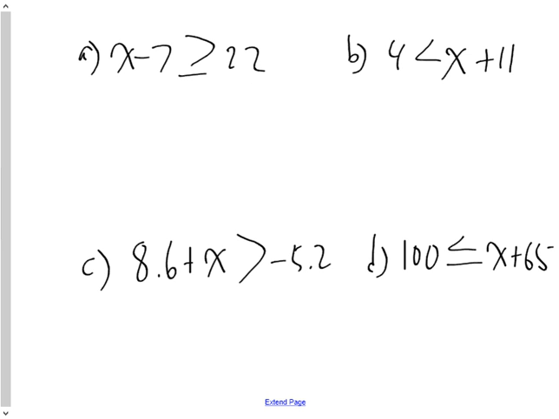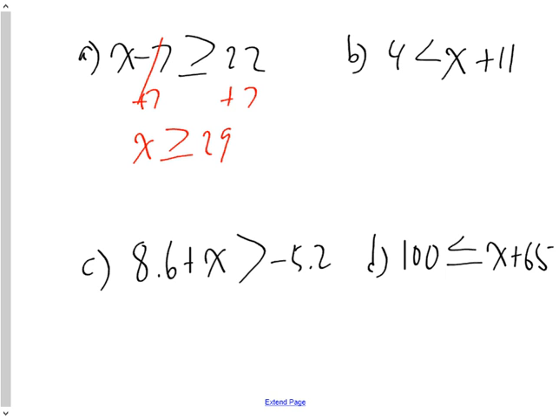Okay, question number 5 says solve each inequality. So all values less 7, when you subtract 7 from it, will have a value greater than or equal to 22. In order to figure out what values of x there are, we're going to isolate by adding 7 to get rid of the constant. And all values greater than or equal to 29 is correct. Any value greater than or equal to 29. It says you don't have to do a number line for these, so if you did, that's great.